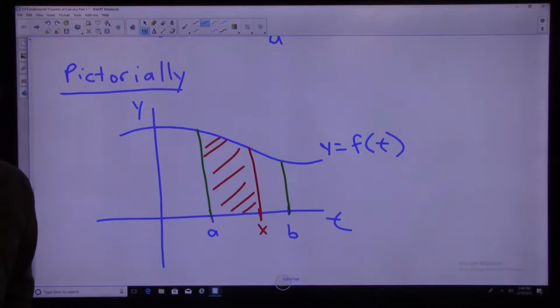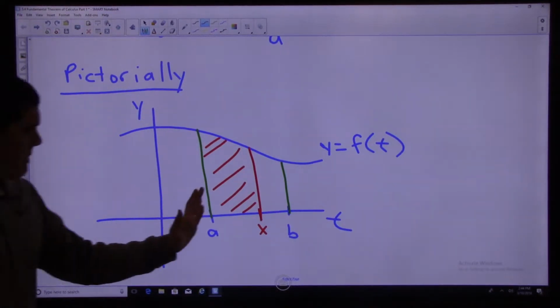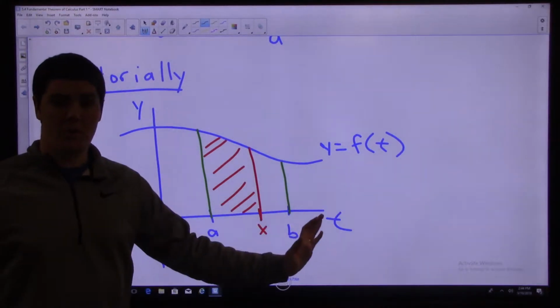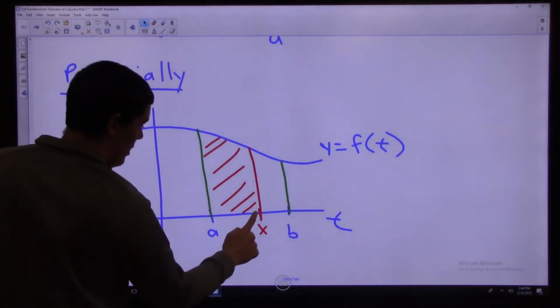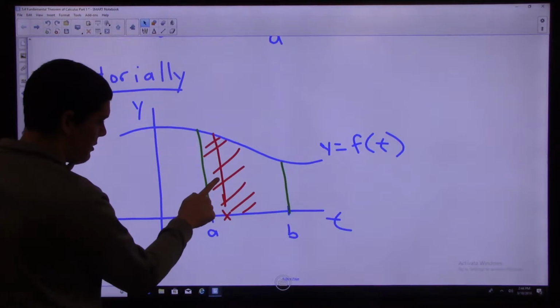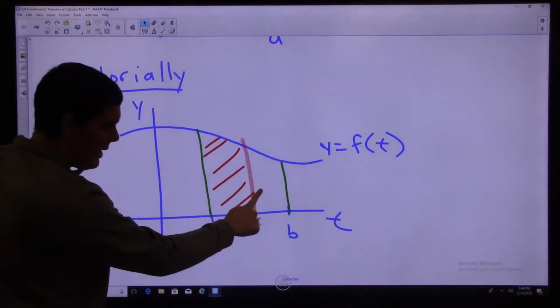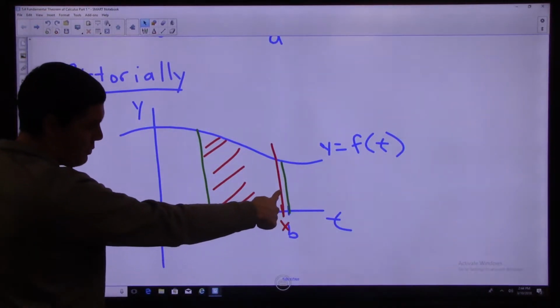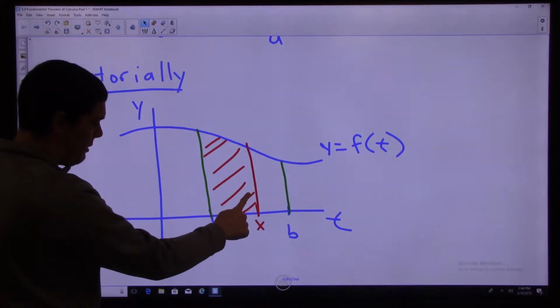And so let's say I wanted to find the derivative of that integral. So guys, I could make x as big as I want it to be. I could move x all around here if I want. I could change x and make it look like this. It could be that area. And I can make it a little bit bigger and make it go all the way out towards b. But let's just leave it right here for right now.